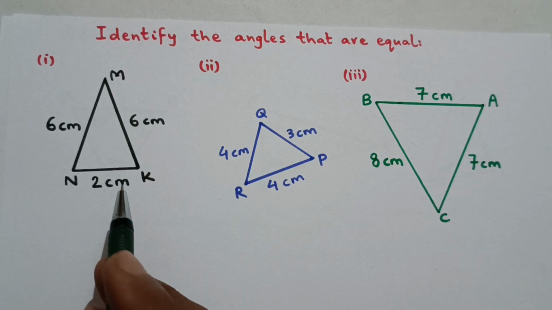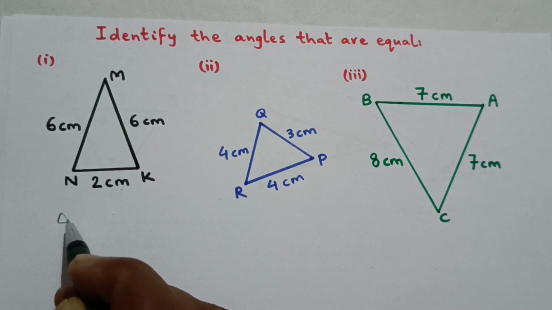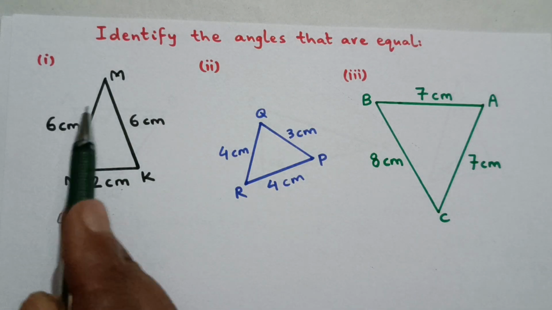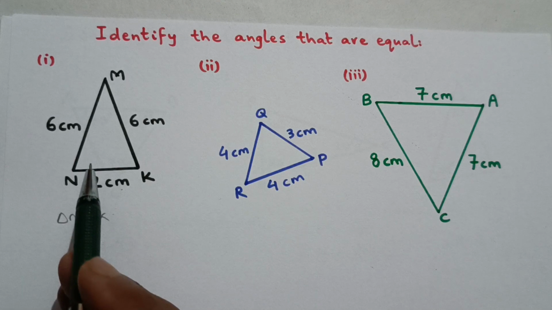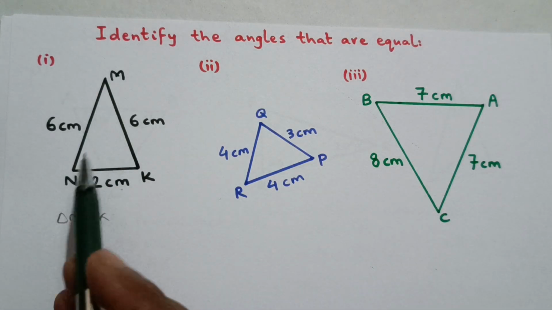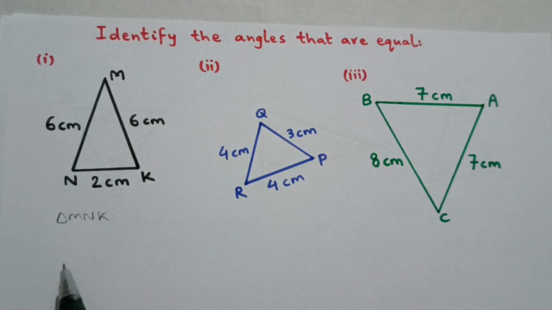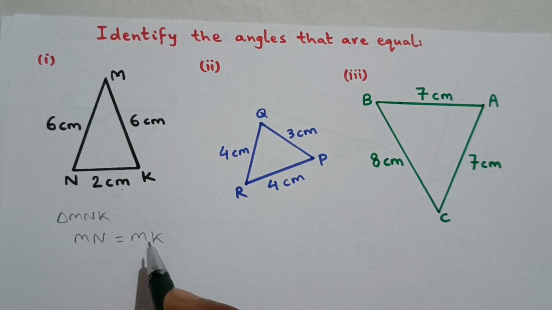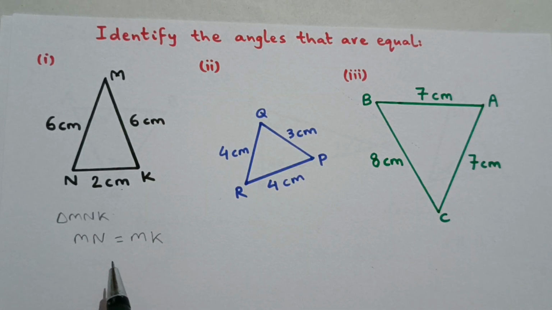Here we have been given a triangle. Let us call this triangle MNK. Now in this triangle we have been given the measure of all the three sides. And we can see that side MN and side MK are equal to each other because both of them have the measure of 6 centimeter. So here in this triangle, MN is equal to MK, because the measure of both of those sides are equal.